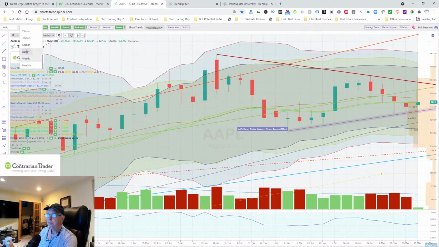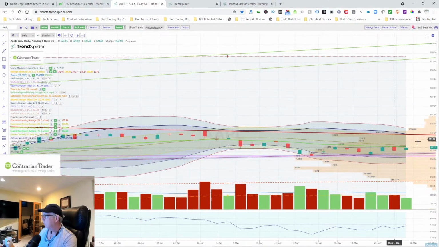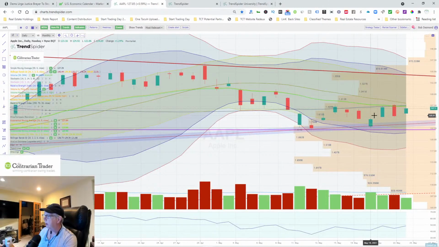Daily chart. Now you can see last week, Wednesday, Thursday, nice up days off of that retest of weekly support. Friday, a fade. Yesterday, a gap up. But we still couldn't close above the 50-period moving average, nor the 21-period exponential moving average. So Apple is still a bit sloppy, trying to find its footing, but it's building a base. Long story short, it's building a base.